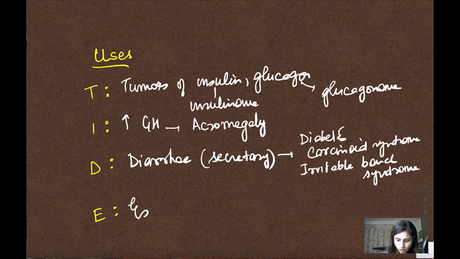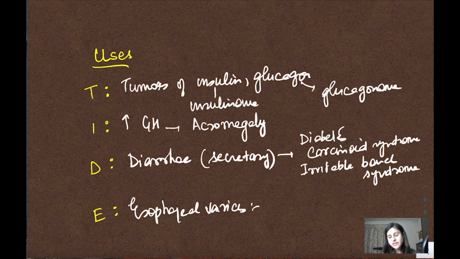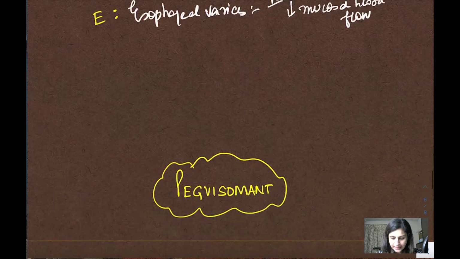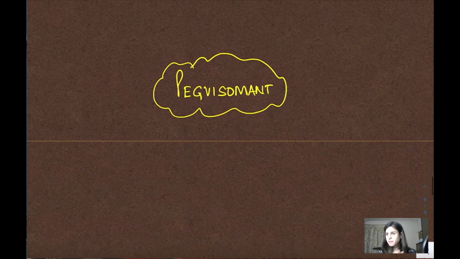E stands for esophageal varices. So there is bleeding from these vessels. So how is it helpful? Because I told you these are potent vasoconstrictors and they decrease the mucosal blood flow. So they will decrease the mucosal blood flow and the patient will be relieved from the bleeding. Right? Okay. Now, this is about somatostatin or octreotide.